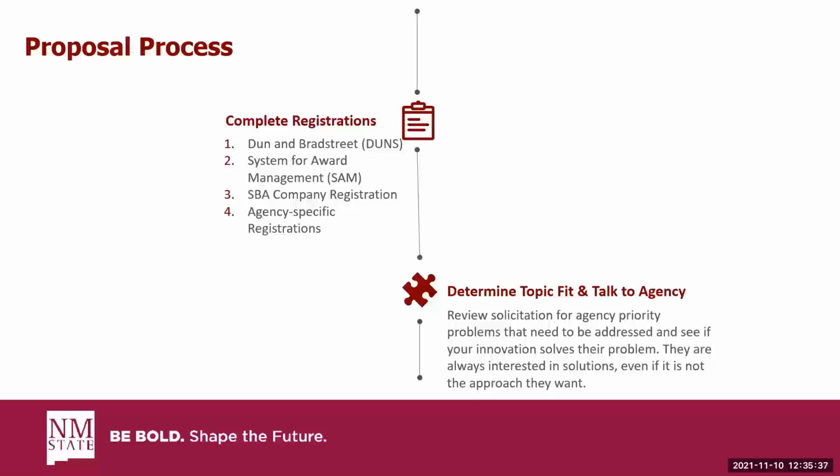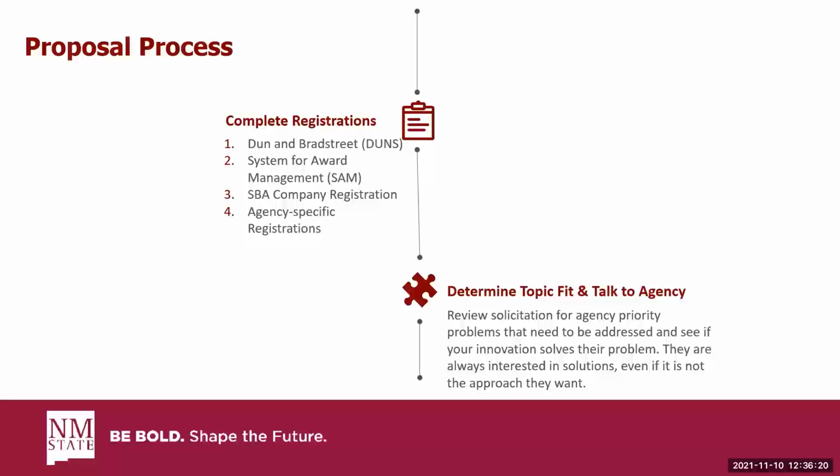There are some registrations you must complete in order to apply. Three in particular: your Dun and Bradstreet or DUNS, your System for Award Management or SAM, and then your SBA company registration. So regardless of which agency you go after, you have to have those three registrations. And we encourage you to get those as soon as possible. And then we added number 4 because each agency has their own specific registrations that they want you to register for. So depending on the agency, you'll need to register for more. So again, talk to us soon so that we can point you in the right direction on what those are.